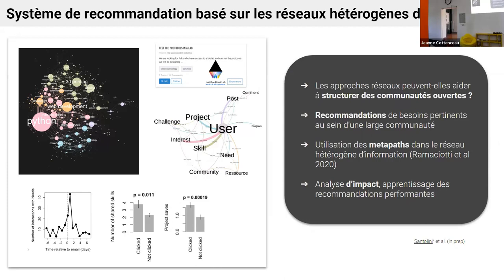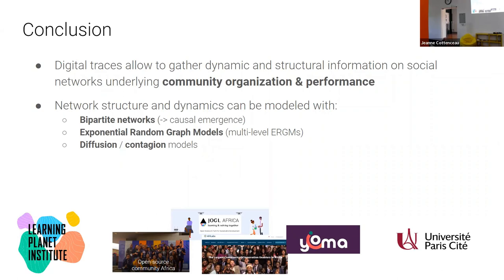So maybe to conclude, because I see time. We use digital traces, but also data we collect, to understand community organization, so the structure, also dynamics, how it evolves and how there can be propagation of learning, and to understand the performance of these structures. Basically we show here more of a network approach to model these communities because they are virtual. I'm sure there also can be things to do with agent-based modeling, but I haven't touched that very much.